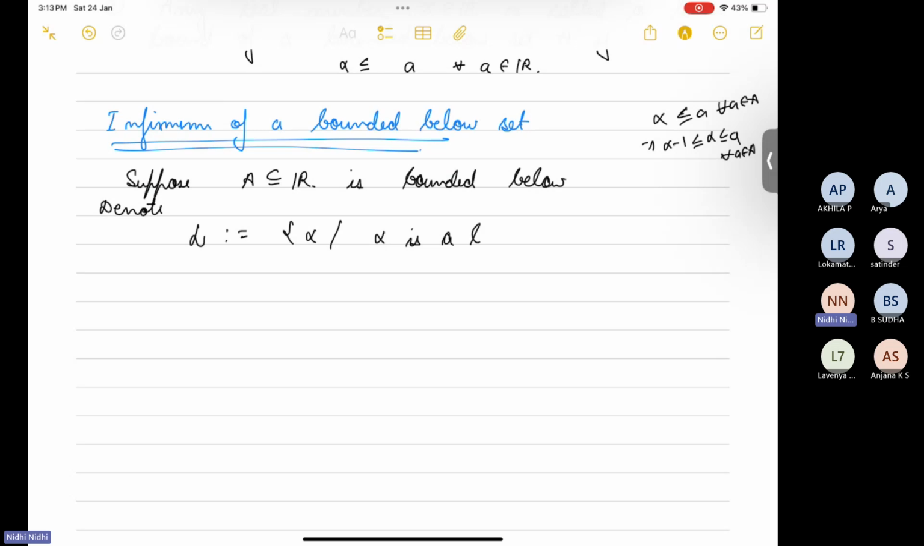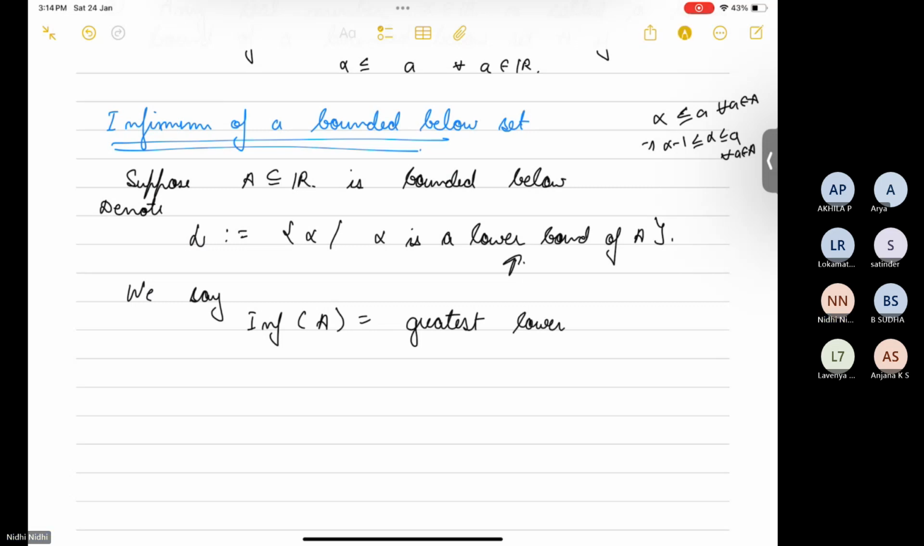Alpha is a lower bound of A. And in this case, the infimum is actually the maximum value in L. So the infimum of A is equal to the greatest lower bound, the greatest element that we can find in this set L, the greatest lower bound of A.